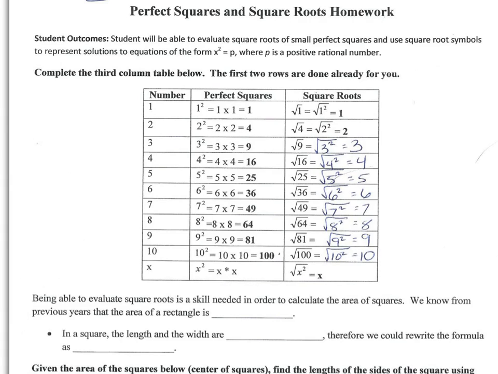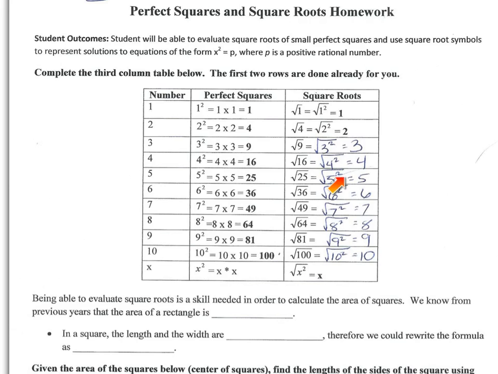After this video, students will be able to evaluate square roots of small perfect squares, and use square root symbols to represent solutions to the equation of the form x squared equals p. P is just any positive rational number.